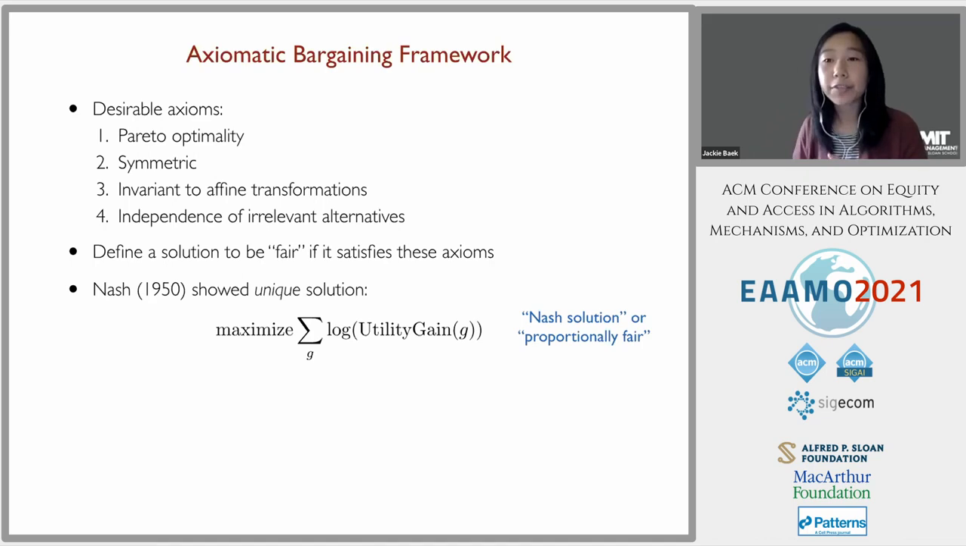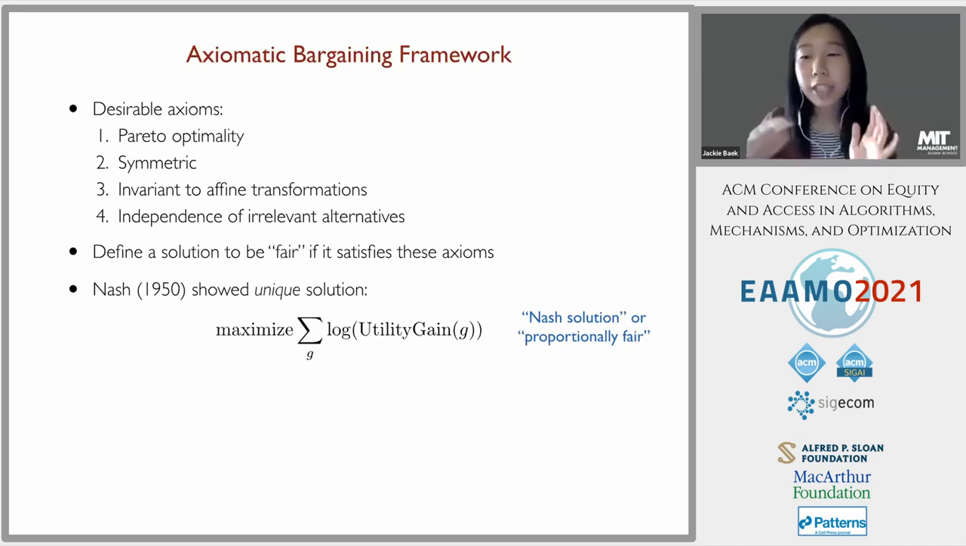So this is how we're going to define fairness with respect to our bandit model. Essentially, in the feasible region that we had, that shaded region, the unique fair solution is the point that maximizes the sum of logs of utility gains.